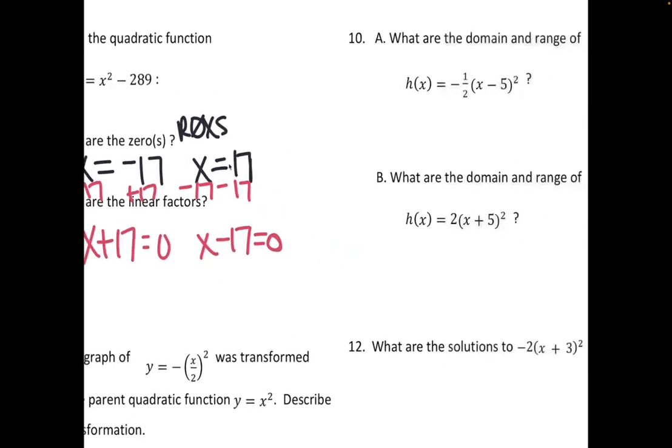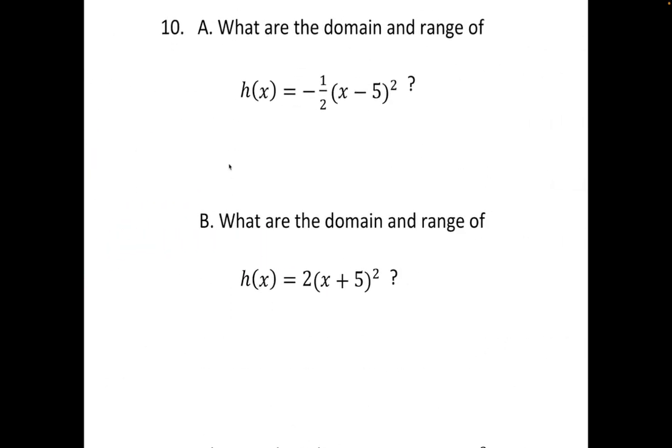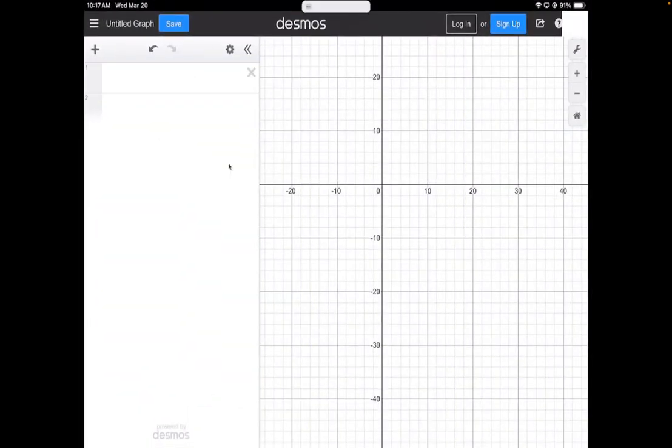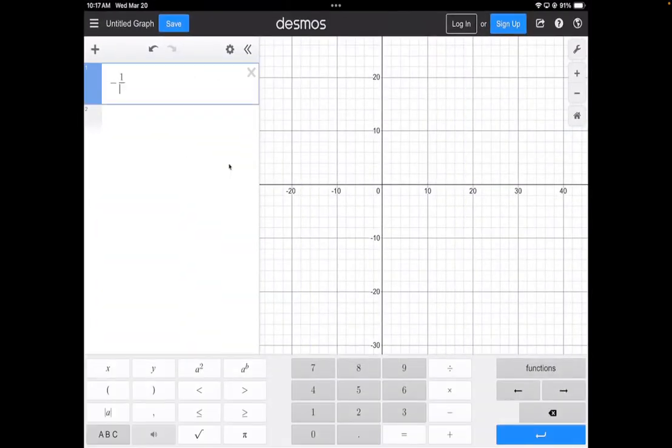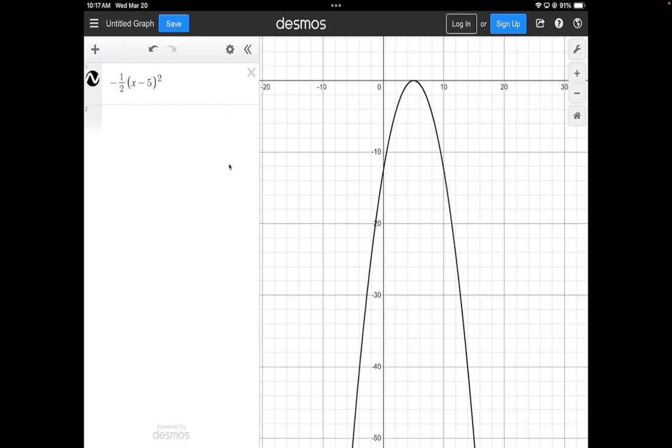Number 10 is talking about domain and range. You're going to need to graph this one, okay? Definitely graph to see that picture. So let's do that. Negative 1/2. And even though there's a parentheses there, we can still graph that. Negative 1/2 times (x minus 5) quantity squared. So we can see this, and I want you to notice a couple things. So it just keeps going down, down, down. And we remember x's are going to be left to right. So our domain is going to be all real numbers.